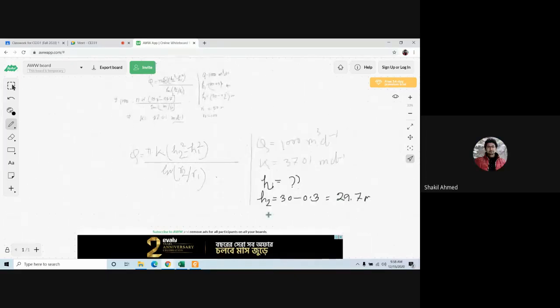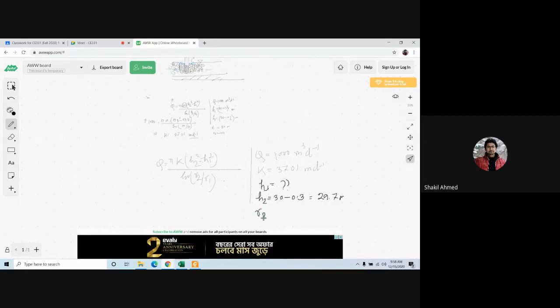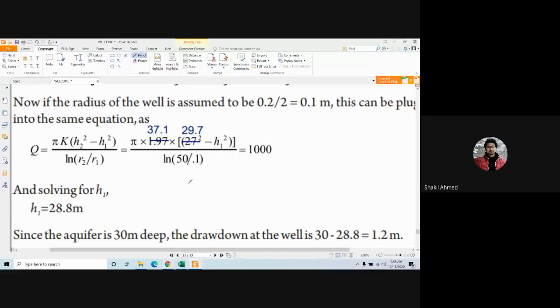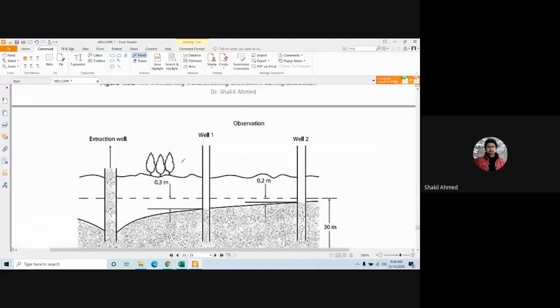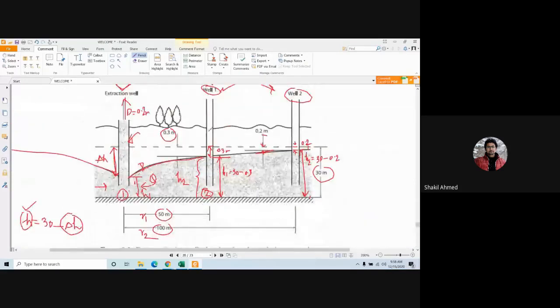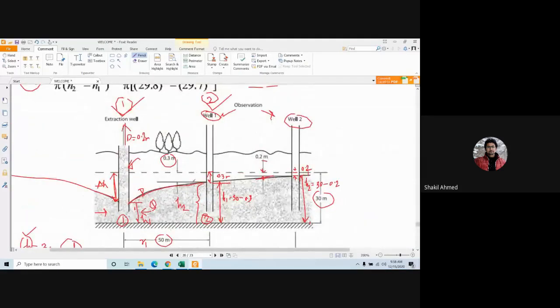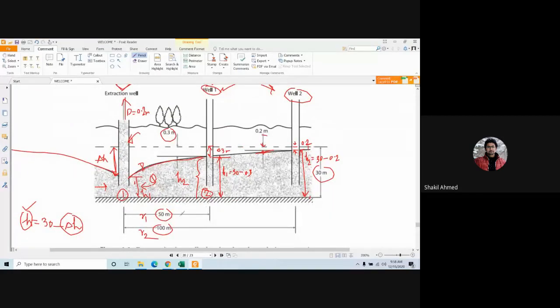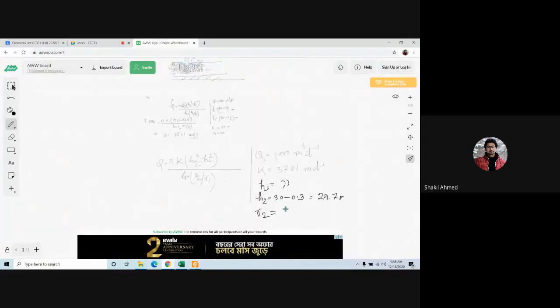What else, guys? R2 and R1. What is R2? R2 is for this well. What is the R2 here, guys? R2 is given, right? 50. Now, this R2 and the previous R2 are not similar. So this is 50.